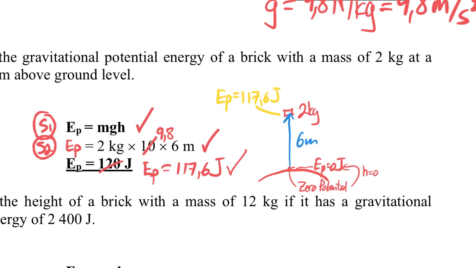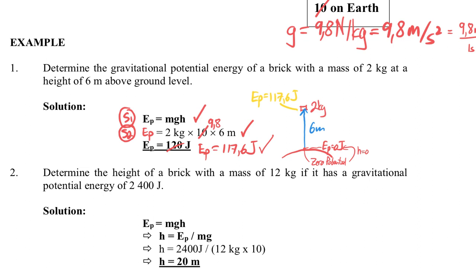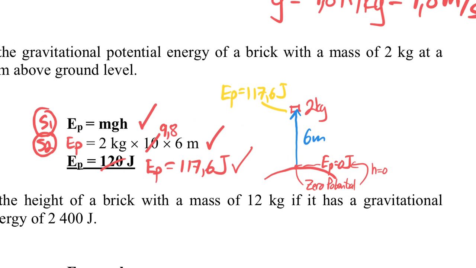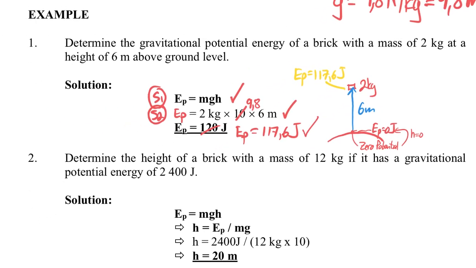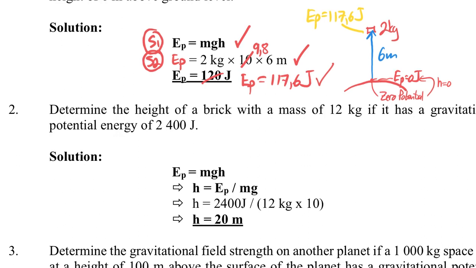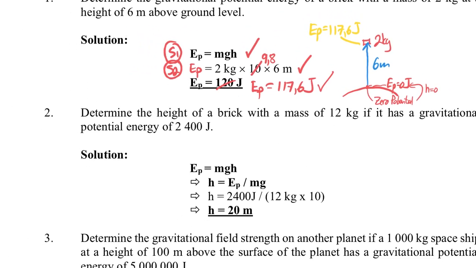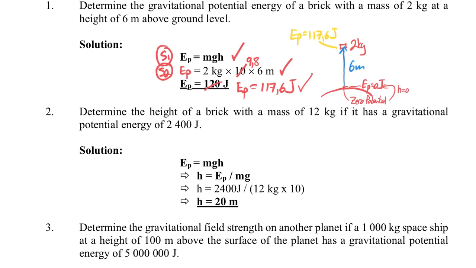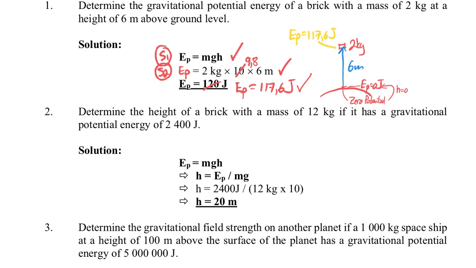Now, with gravitational potential energy, actually with any potential energies, your zero potential is relative. You can define it in a particular system in a different way. So in this syllabus, we're going to define our lowest points in a system as the zero potential to make life easier for us. So if we now look at the next problem, it says determine the height of a brick with a mass of 12 kilograms if it has a gravitational potential energy of 2,400 joules.